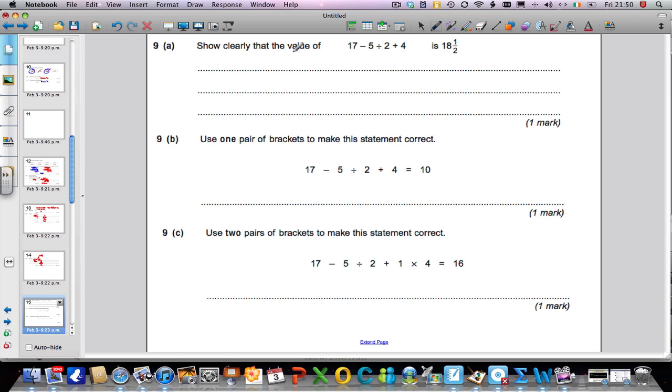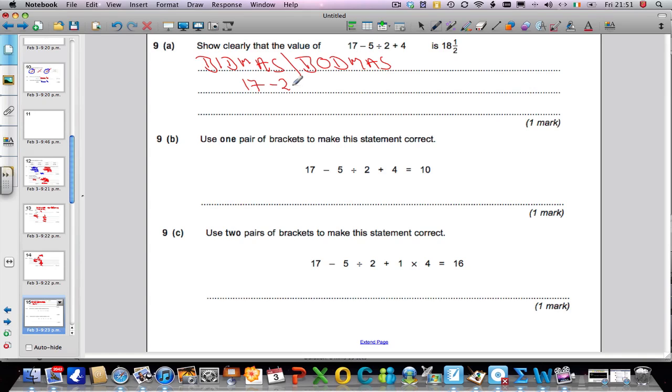Show clearly that the value of 17 take away 5 divided by 2 plus 4 is 18.5. Now, what they're testing here is BIDMAS, or BODMAS for those of you that have learned it that way. BIDMAS: brackets, indices, division, multiplication, addition, and subtraction. So our order of operations. Some of you might have learned brackets, order, which is indices, division, multiplication, addition, subtraction. Same. Right, so using this, we have to recognize that we've got to do the division before we do any addition or subtraction.